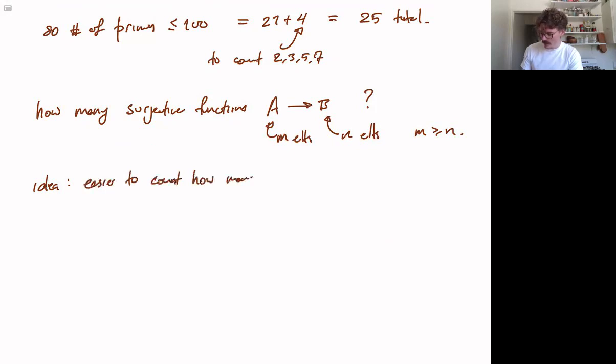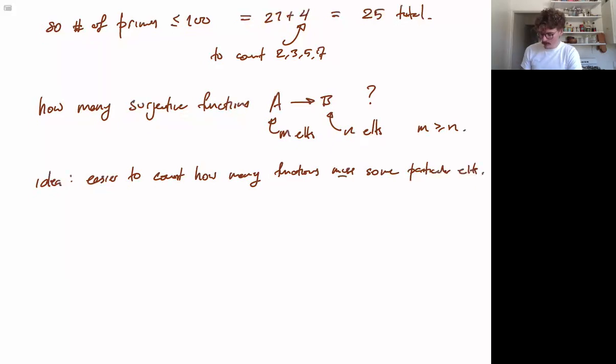how many functions miss some particular elements? So it's going to be a very similar flavor to the example that we just did, where we are taking cardinalities of complements of the thing we're trying to count, and sort of doing this counting from both sides technique.